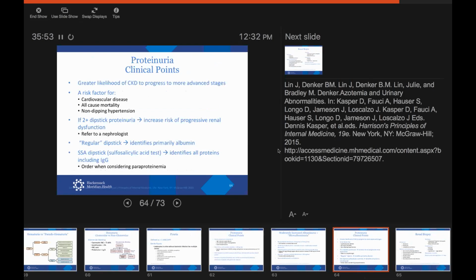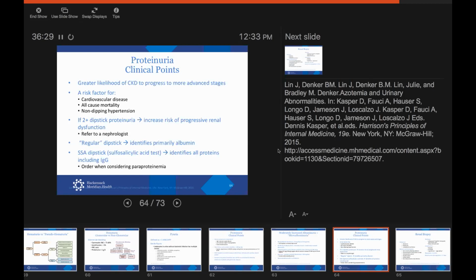So proteinuria is bad to have in the urine for a lot of reasons, not just renal. From the renal perspective, the more protein you have, the more likely you are to progress, for most disease states, not everyone, but many of them. So if you have 4 grams of protein in urine as a diabetic, you're more likely to progress than if you had 1 gram. That's just the general dogma. It's a risk factor for cardiovascular disease, all-cause mortality, and non-dipping hypertension, which is when you're supposed to get a dip in your blood pressure at night.